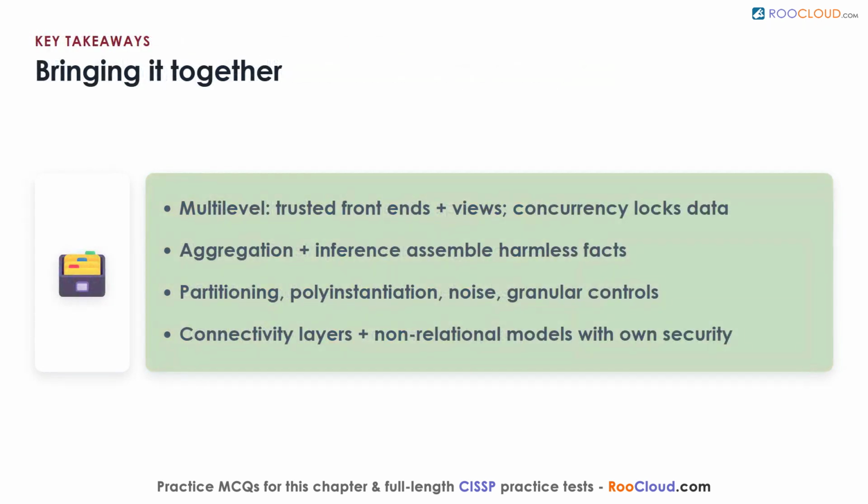So let's bring it together. Multi-level databases guard mixed classifications with trusted front ends and views, while concurrency locks data against lost updates and dirty reads. Aggregation and inference attacks assemble harmless facts into forbidden ones, countered by tight permissions, granular controls, partitioning, polyinstantiation, and noise. Connectivity layers let applications reach any database, and non-relational databases trade tables for key value, graph, and document models with their own security needs. Master these, and you can protect data even when every individual query looks perfectly legitimate.